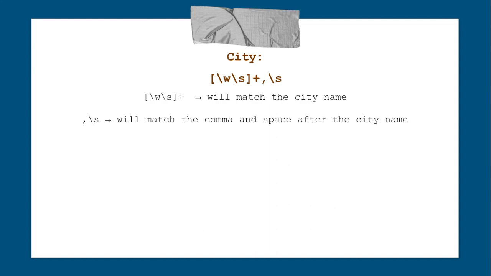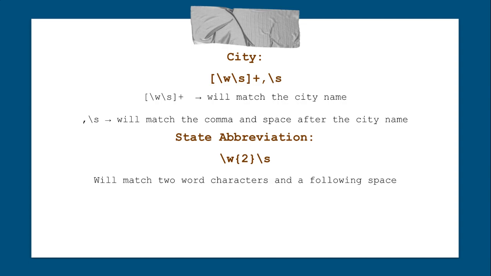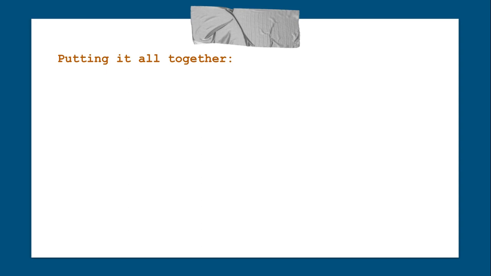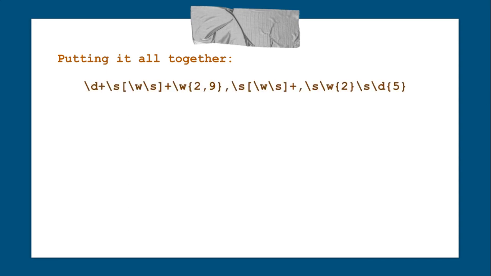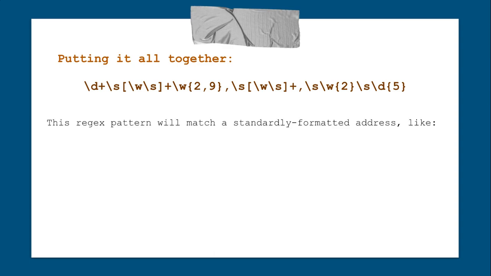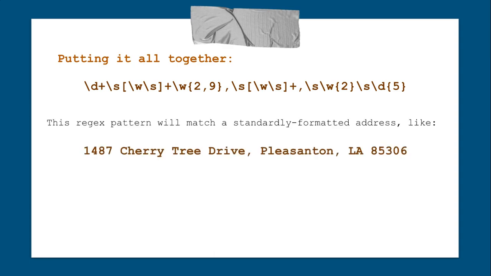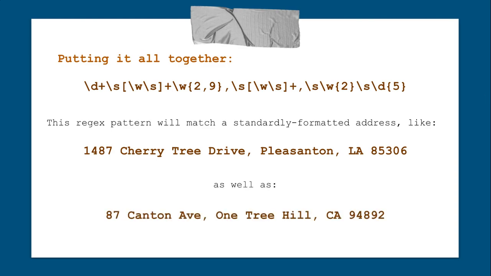And then this will match the comma and the space following the city name. The state abbreviation: this pattern will match exactly 2 word characters followed by a space, and then the zip code, which will match exactly 5 digits. So if we put it all together, this lovely, terrifying looking string, but we know that it all works, and it will match any standard formatted address, like this one that I actually made up off the top of my head, as well as this totally not real address I also made up off the top of my head.